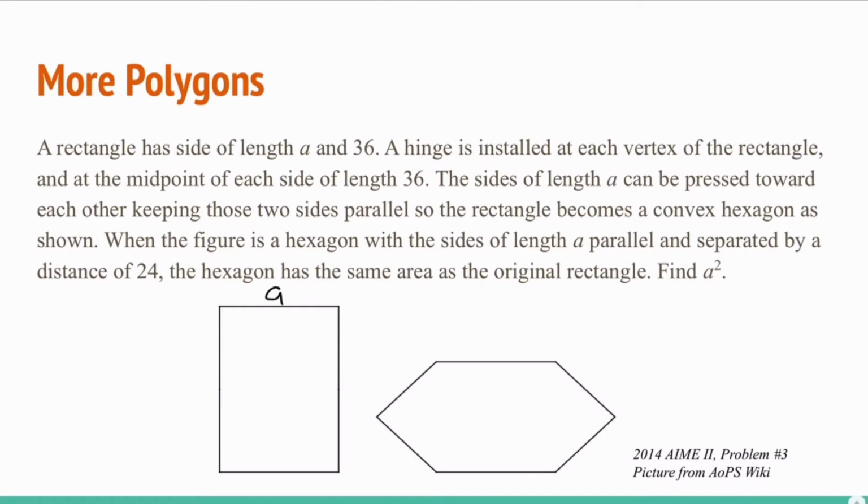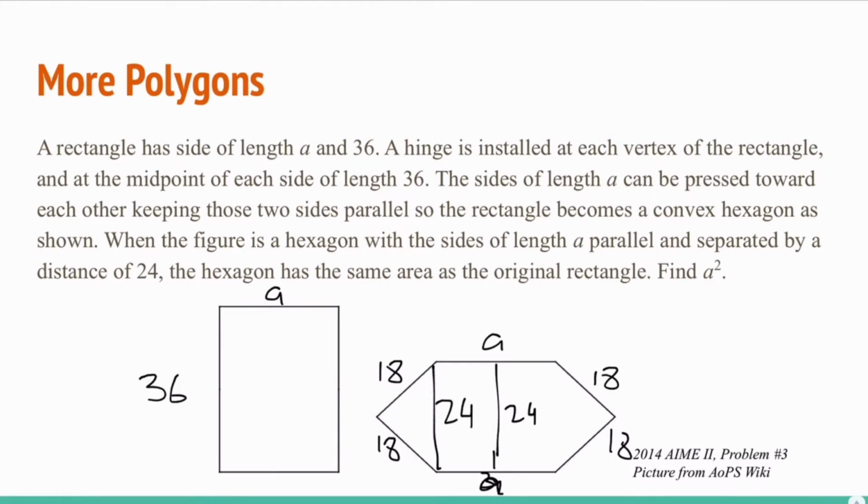We know that this is a and this is 36, and this is also a, and since this is at the midpoint, these sides are 18 and 18 here. This is a, and this is 24. So putting it here, we have that this is 24, and half of it is 12, and 12 here. By the Pythagorean theorem, this length is 6 root 5.